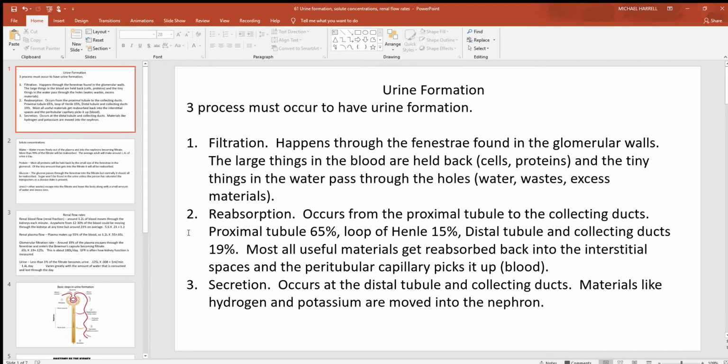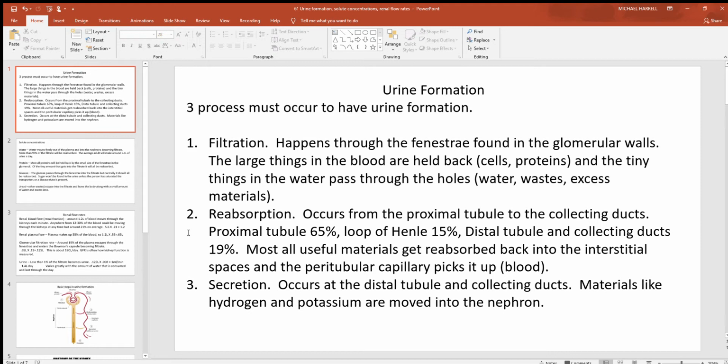And that last percent can vary a bit depending on how little or how much of certain hormones are released, like ADH, aldosterone, or ANH. So that's where those hormones work, on the last parts of the nephron right there. So almost everything gets reabsorbed.